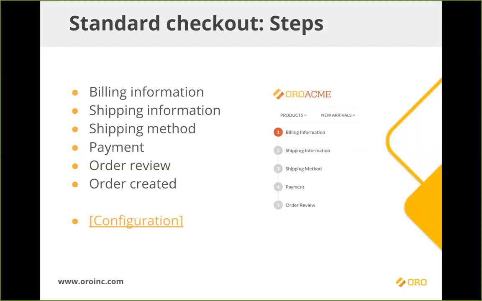Billing information is the billing address, shipping information is the shipping address and shipping method, payment is a payment method, order review is all the additional information which may be needed to submit the checkout, usually optional, and order created is the step where we are informing the customer that the appropriate order has been created.